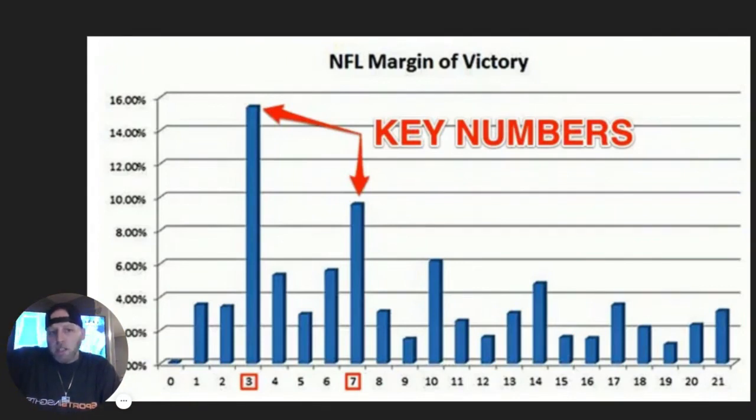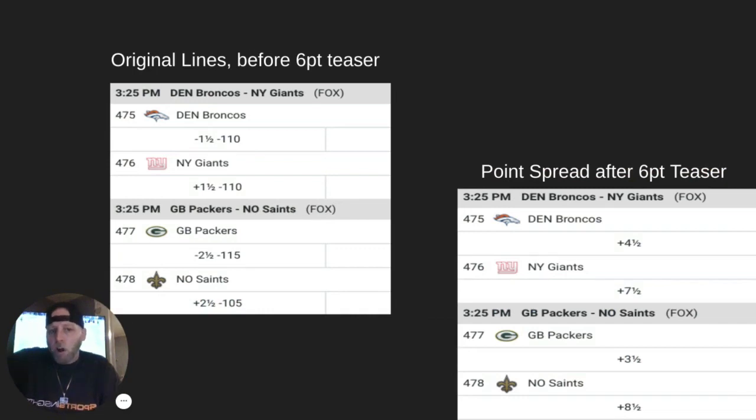So if we use a 6-point teaser to go across or through the key numbers of 3 and 7, we would be covering the two most common margins of victory. And this is one of the main rules for the teaser strategy. We want to tease across key numbers using the 6 points we get. And I'll show you what I mean by teasing across or through key numbers here.